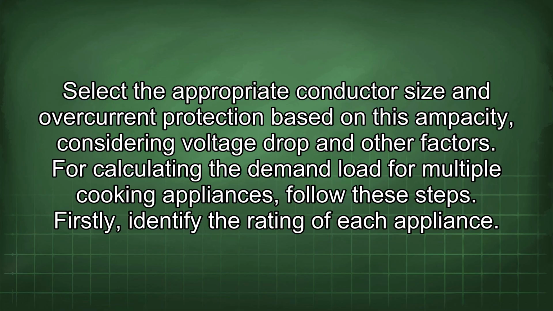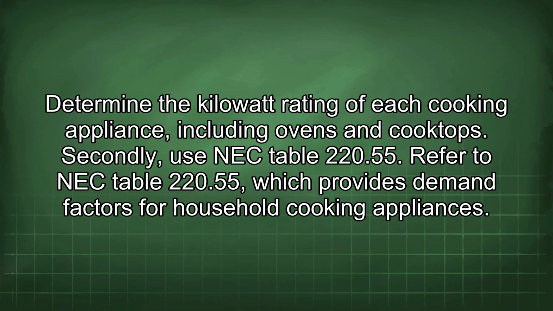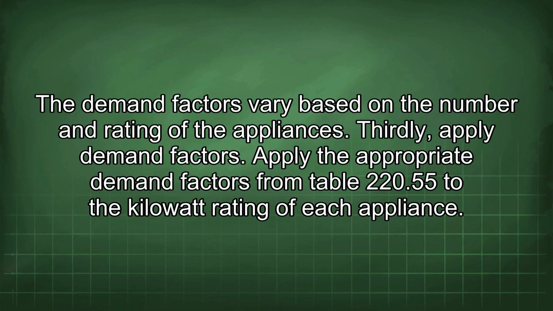For calculating the demand load for multiple cooking appliances, follow these steps. Firstly, identify the rating of each appliance. Determine the kilowatt rating of each cooking appliance, including ovens and cooktops. Secondly, use NEC Table 220.55. Refer to NEC Table 220.55, which provides demand factors for household cooking appliances. The demand factors vary based on the number and rating of the appliances.